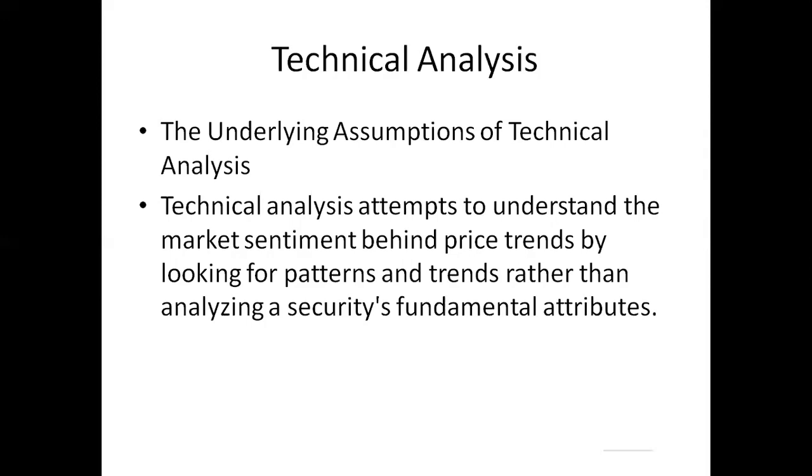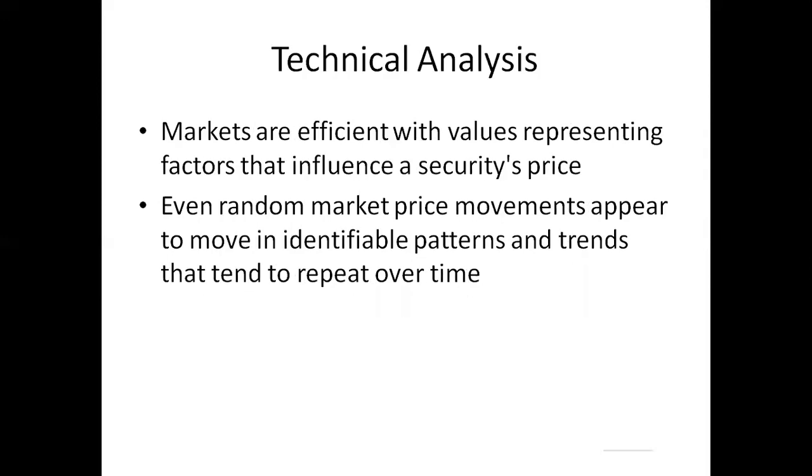We know there are two kinds of risk. Systematic risk is the risk we cannot control, that is the market risk. Technical analysis tries to understand the market risk by understanding the price patterns and trends rather than the security's fundamental aspects. The markets are efficient, with the values representing the factors that influence a security's price. Now, what are the factors that influence a security's price?